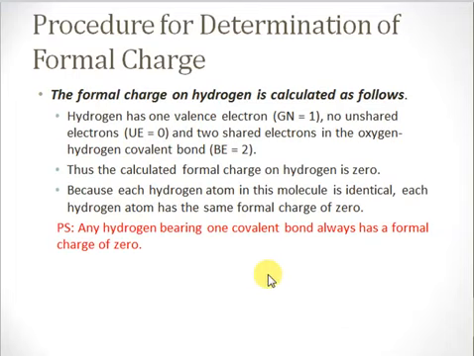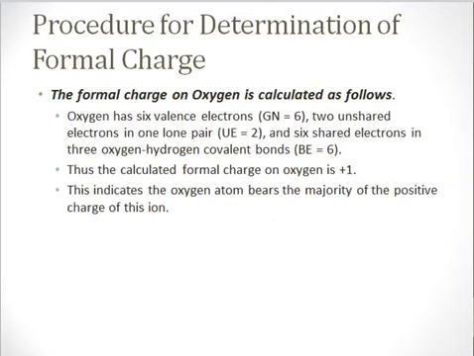So if you see a molecule and want to know whether hydrogen has a formal charge or not, just remember that whenever hydrogen has only one covalent bond, its formal charge will always be equal to 0. What does that mean? That hydrogen will be neutral in this molecule. So in the hydronium ion, all 3 hydrogens don't have any positive charge. So let's see what's the case for oxygen.